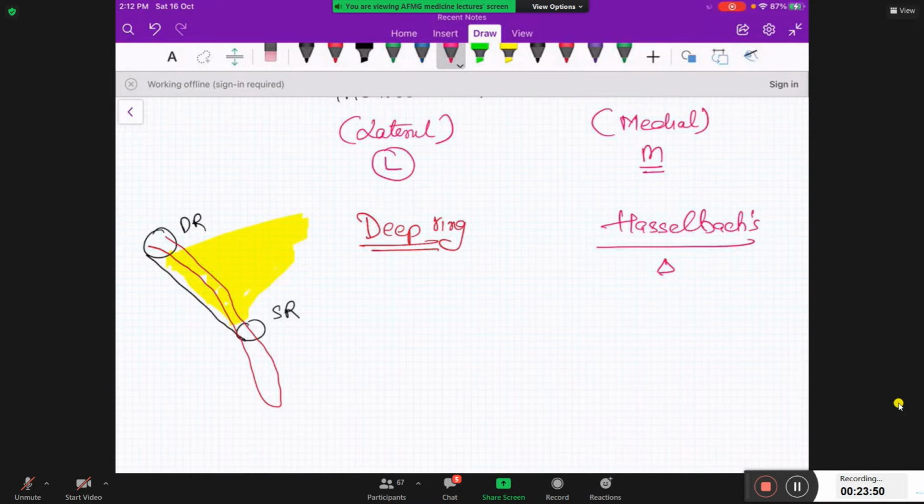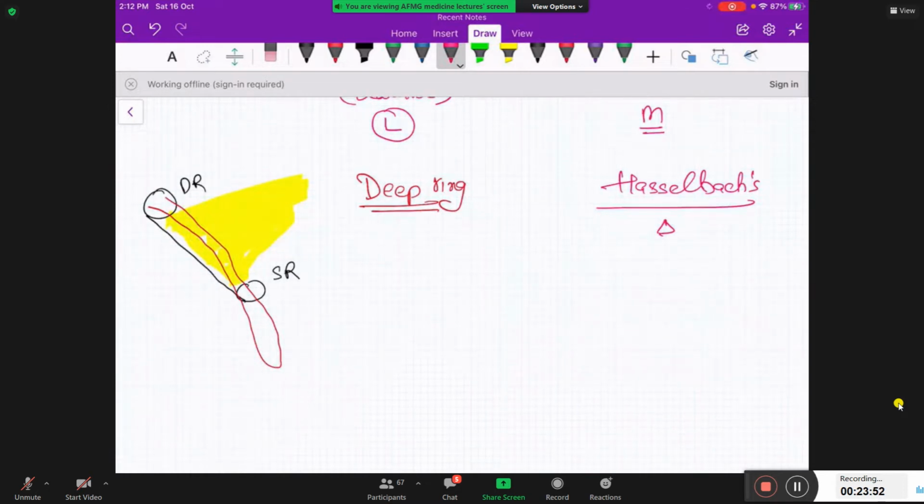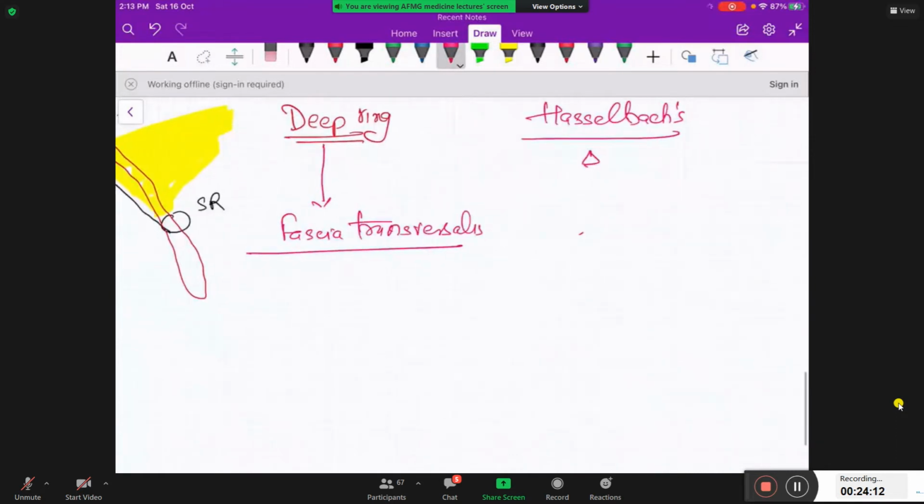Now, what is this Hesselbach's triangle? And what is the deep ring? And where does this deep ring lie? Very important question. What forms a deep ring? Very commonly asked question. It's an opening in fascia transversalis. Deep ring is an opening in fascia transversalis. And where does a deep ring lie? Again a very commonly asked question.